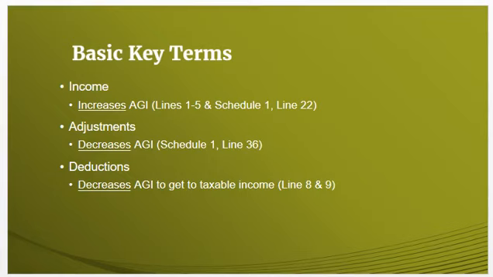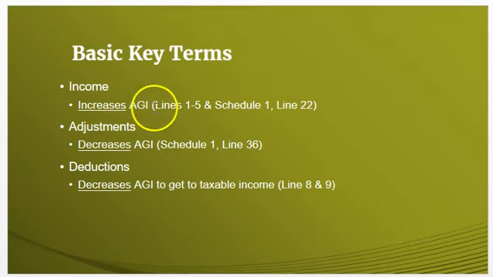We want to understand that income increases AGI. If that term AGI, adjusted gross income, is important, we want to understand how that number fluctuates up and down. And income is going to increase it. Adjustments are going to decrease it. And then deductions are going to decrease it. And then I have here the respective lines on the form and then on the schedule.